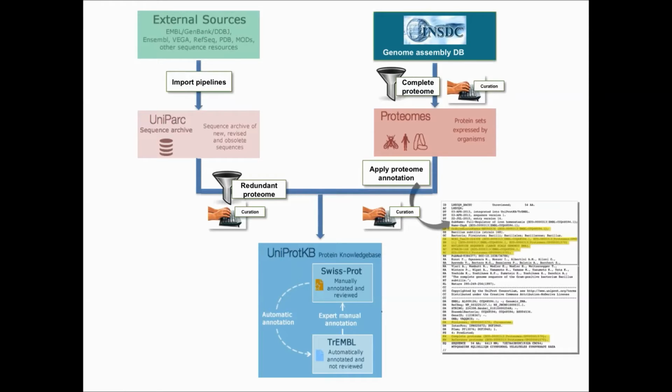Proteome-related information, such as the mapping to genomic components, is added to each UniProtKB record. The protein records that pass both of these filters, the complete proteome filter and the redundant proteome filter, make their way into the UniProt knowledge base.